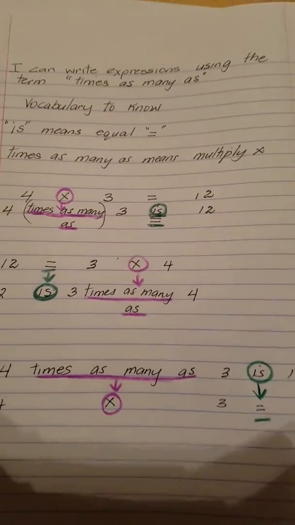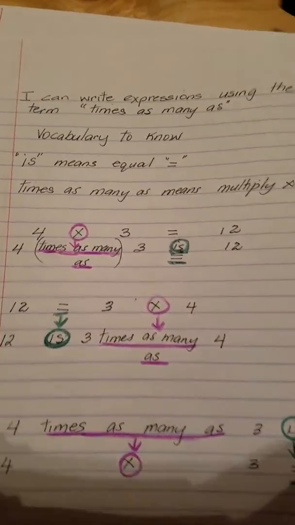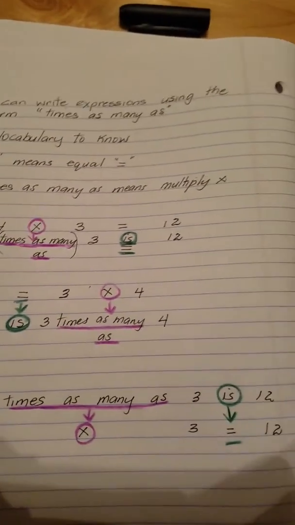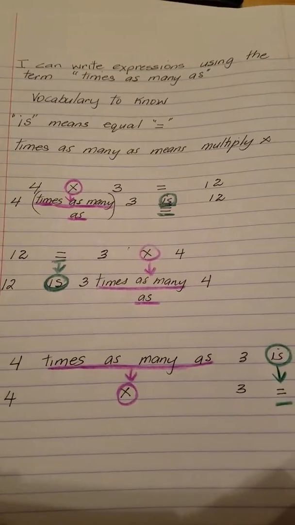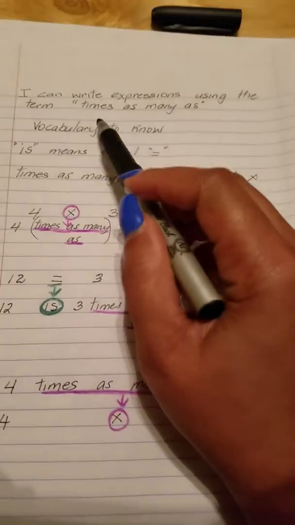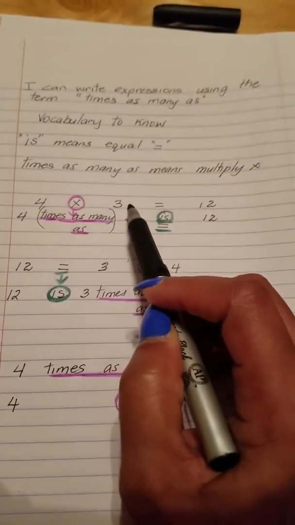Hi again. Today's lesson states I can write expressions using the term times as many as. A lot of times when we're working on these statements or expressions, it's hard for kids to convert the times as many as into what a mathematical equation is.